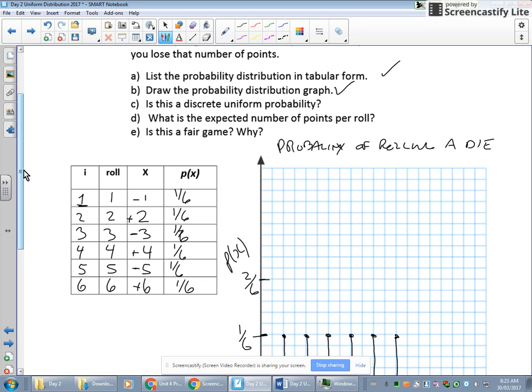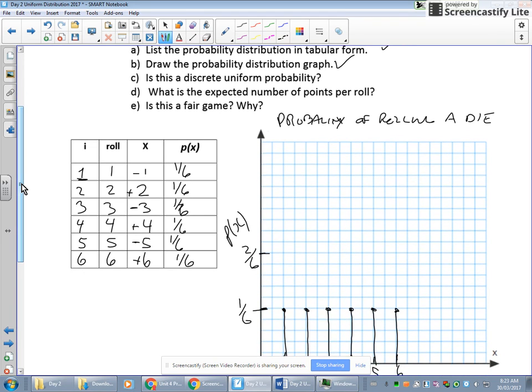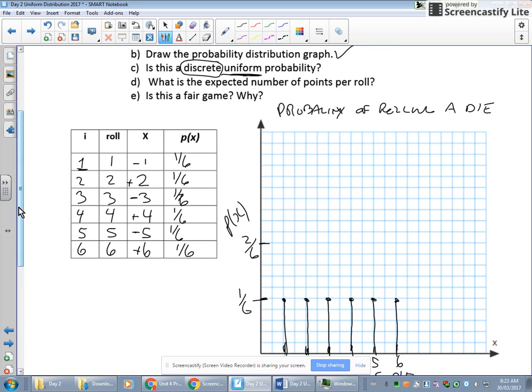Now we're being asked, is this a discrete uniform probability? Well, is it uniform? Absolutely. Our values are all the same, so we know that it's uniform. Is it discrete? So remember yesterday we took a look at the terms discrete and continuous. Continuous, we would expect to see decimal values, a continual spectrum of answers in between all of the values. And in this case, that's not the case, so it is most definitely discrete. So yes, it is discrete uniform probability.